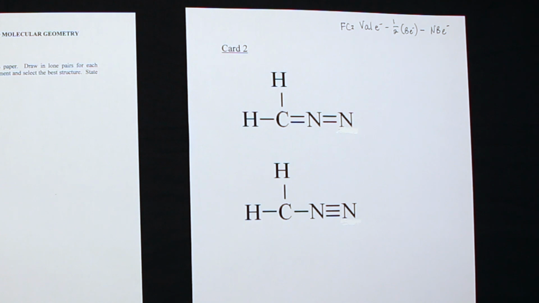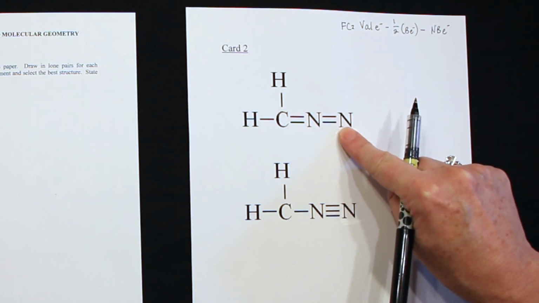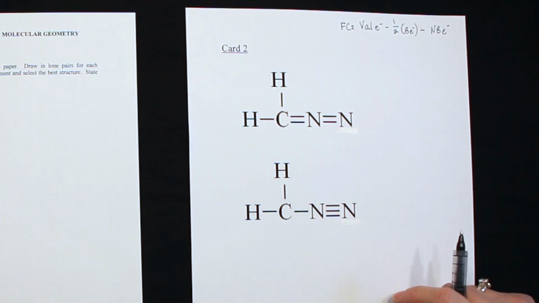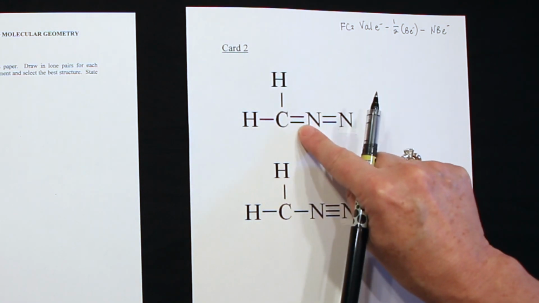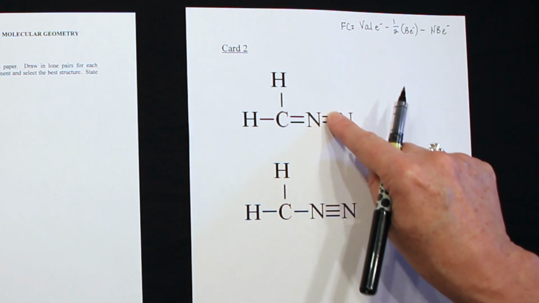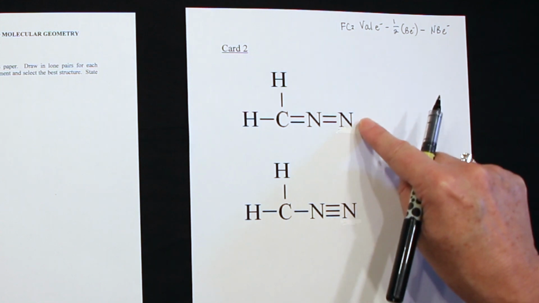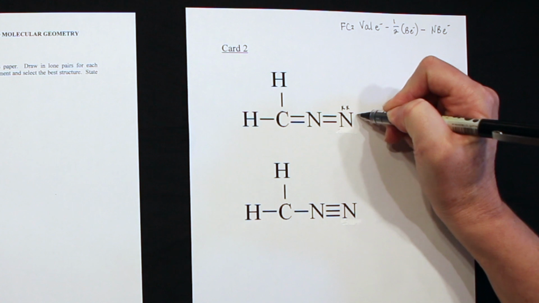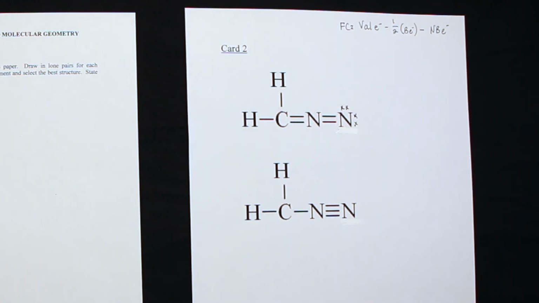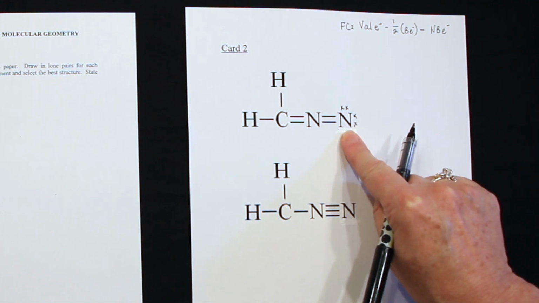So the first thing you need to do is to draw in any lone pairs that would exist in this molecule. Hydrogen will not have any. Carbon has 8 electrons, it won't have any. Nitrogen has 8, it won't have any. And this one needs 8, but I only see 4. I am going to draw 2 lone pairs on this nitrogen.